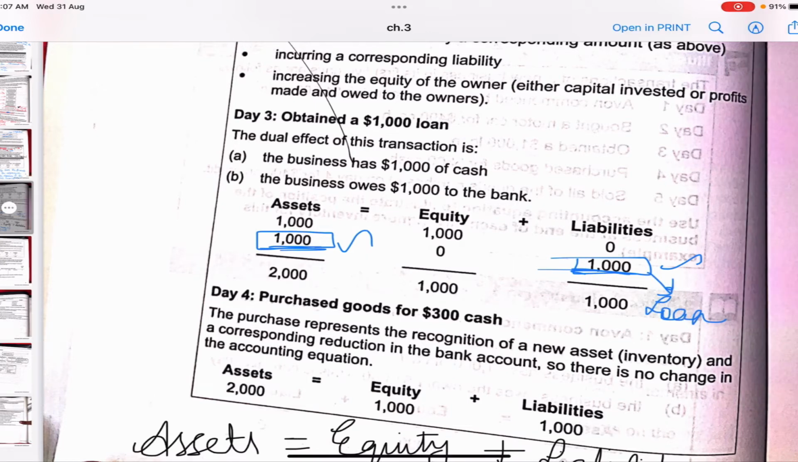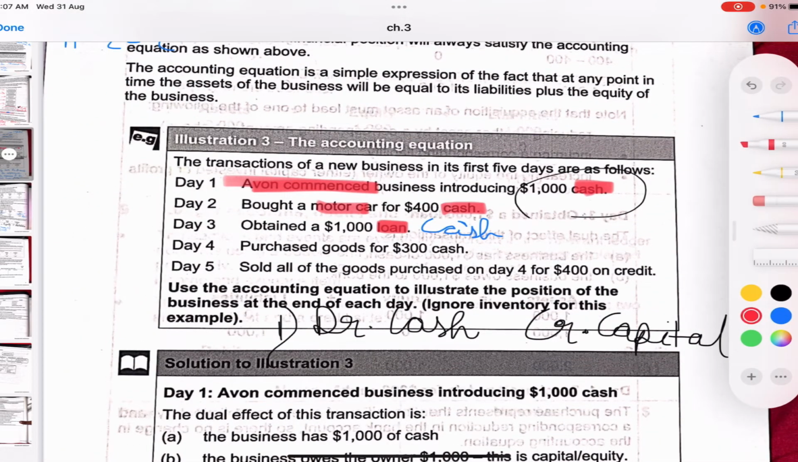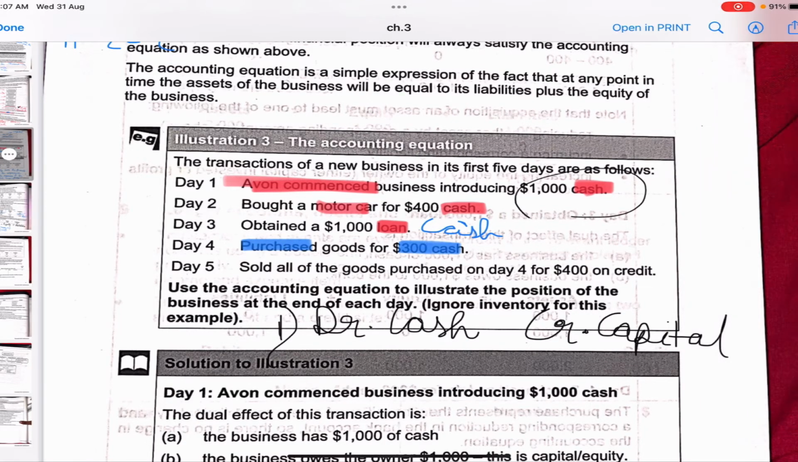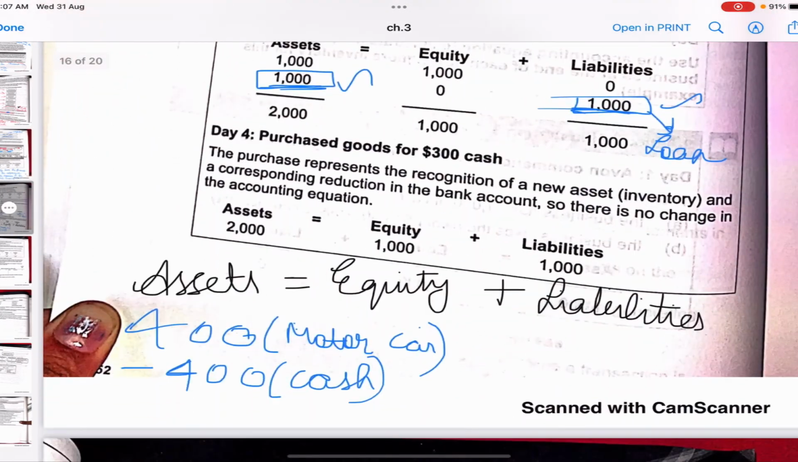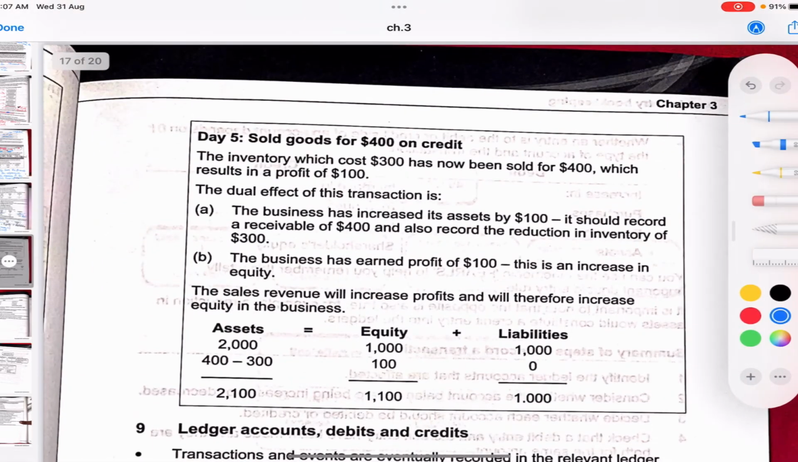Right? Now let's see what day 4 is. Day 4 is purchase goods for $300 cash. What are the two accounts now? Purchases and cash. So purchases are increasing and the cash is decreasing, because you need to pay the cash in order to get the assets, right? Don't get confused by seeing that they have added everything from day 1 to day 5 and shown it. We are doing each of them separately because I want you to understand it better.